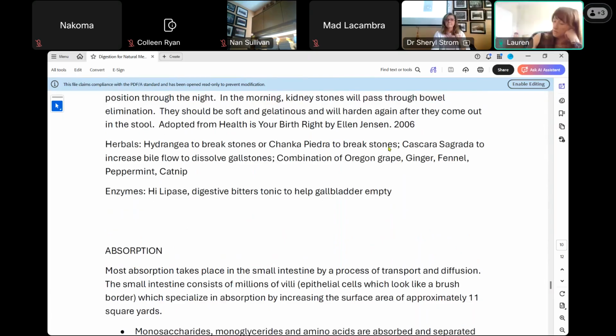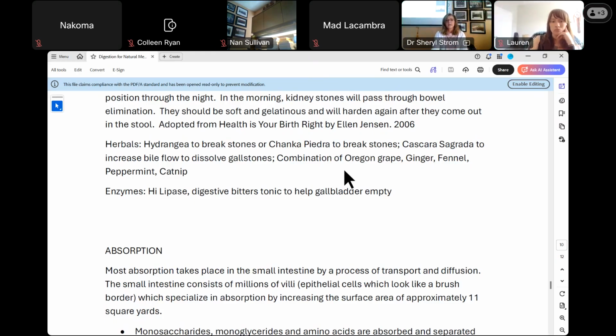Can I ask a question? Yes, please. Would you take all of these herbs, or would you do either the combination or the other ones? Lauren, I like the combination: Oregon grape, ginger, fennel, peppermint, and catnip, especially if you have a lot of gas. But to help pass the stones, you want to consider the Chanca-Piedra or the hydrangea. But yes, you do take those at the same time. So the Chanca-Piedra and a combination of this. So yes.